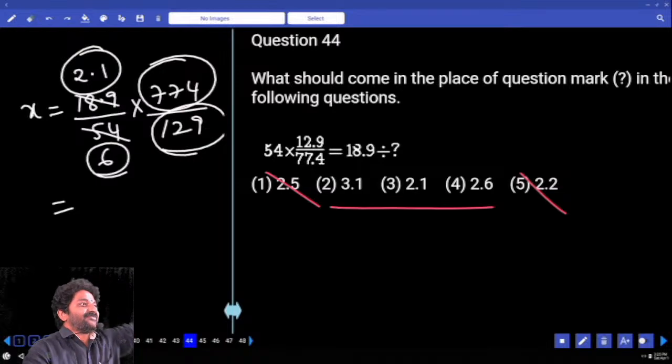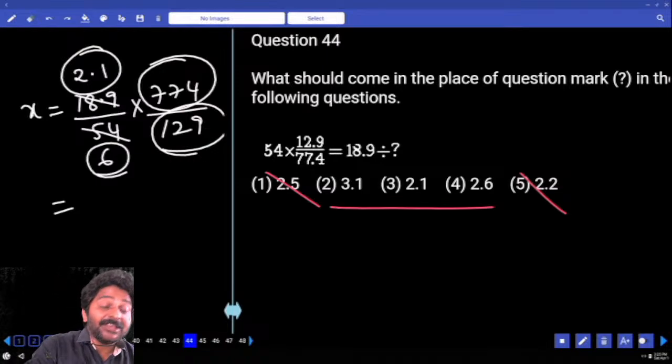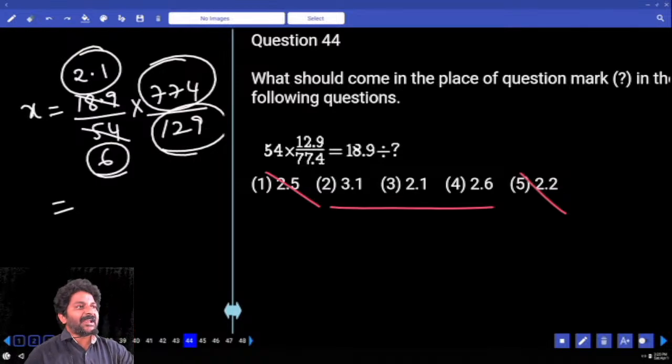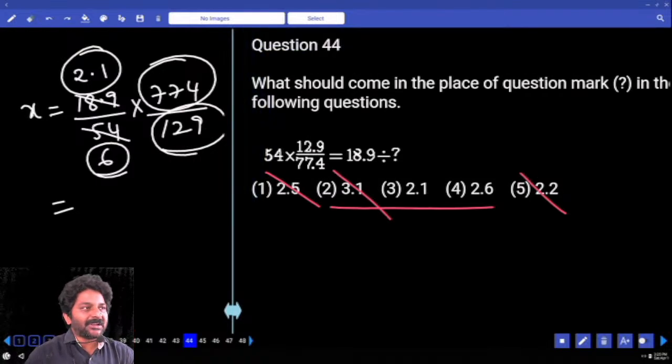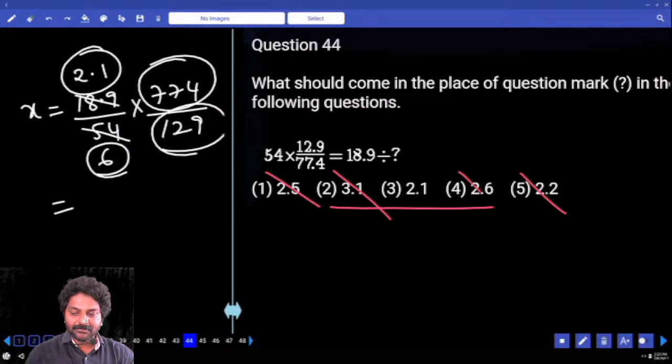Yes, 774 is 9 multiple. Is 774 9 multiple? Is your denominator 129 9 multiple? That means answer must be 9 multiple. 3 multiple, right? Answer must be 3 multiple. Can it be second? Can it be third? Can it be fourth? Over.